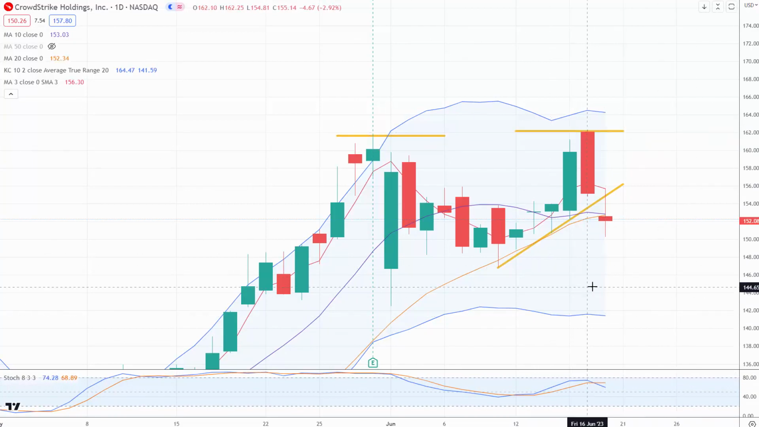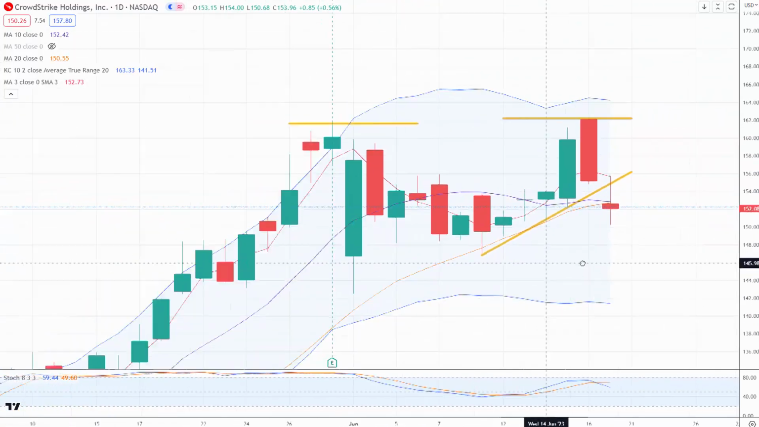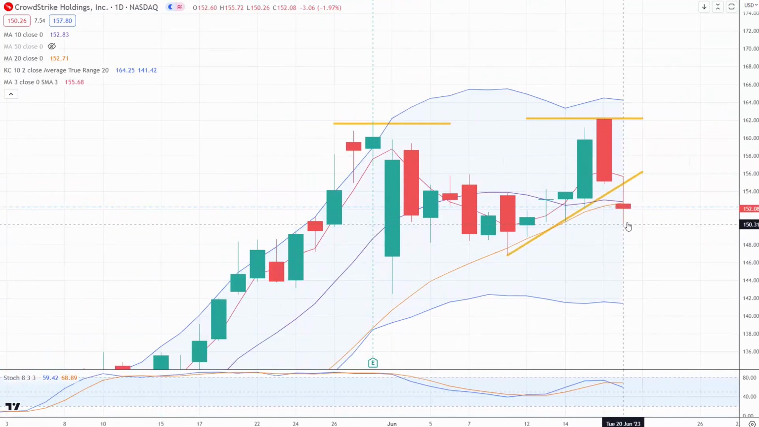And so those are all great reasons why you may want to consider a bearish trade on this setup somewhere beneath the June 20 low, below the 10, below the 20-day moving average, somewhere around here.